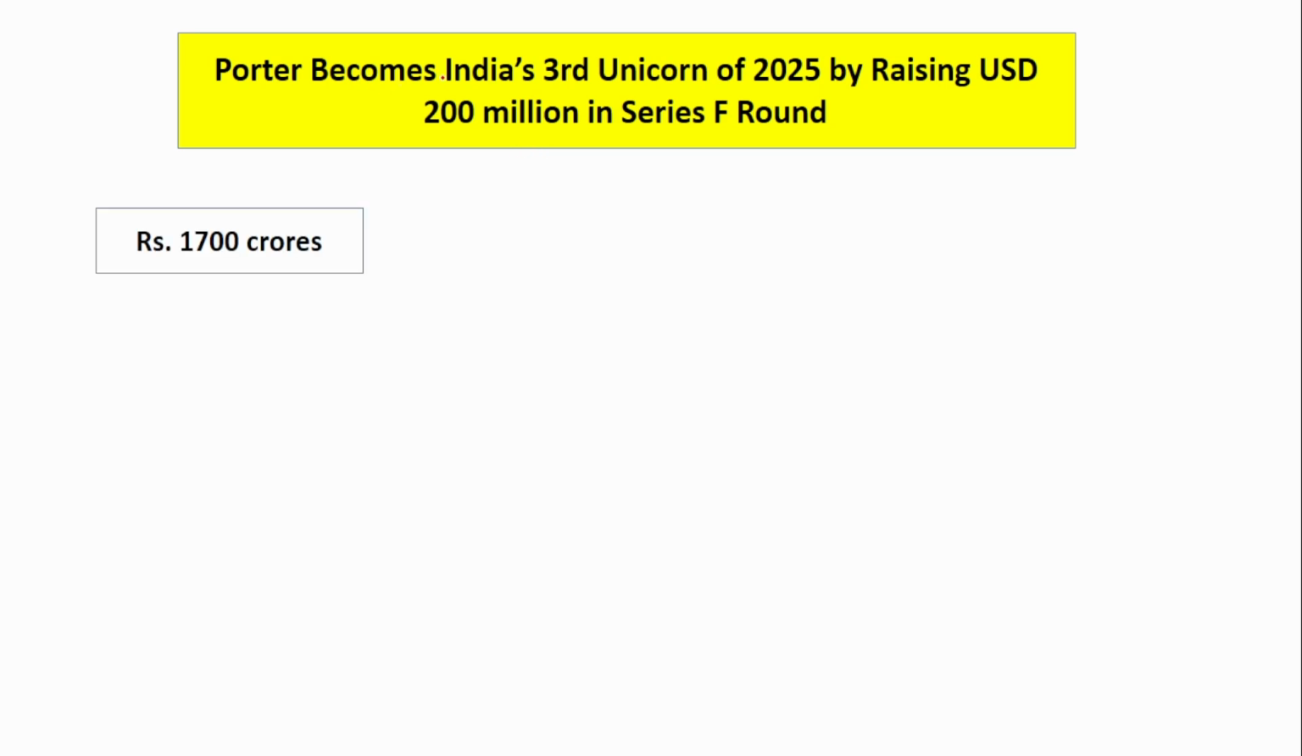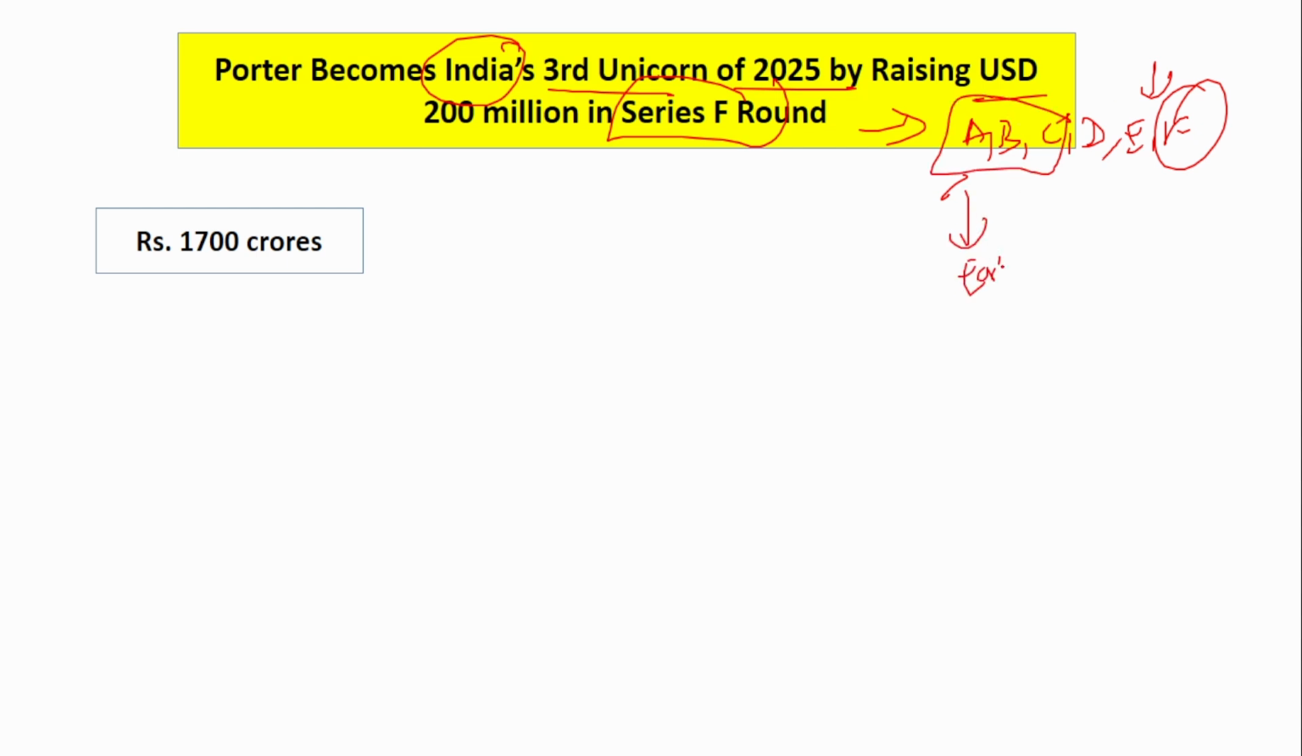Next is Porter. It becomes India's third unicorn of 2025 by raising $200 million in Series F funding. See, there are a lot of types of funding: A, B, C, D, E, F. Here the F round of funding has been done by Porter. Only after you do A, B, C, D, E type of funding, you can go to the F funding. A, B, C are the early stage of funding, when the startup has just started. And when the startup is already developed and functioning properly, then if they raise any money, it will be in the D, E, F series.